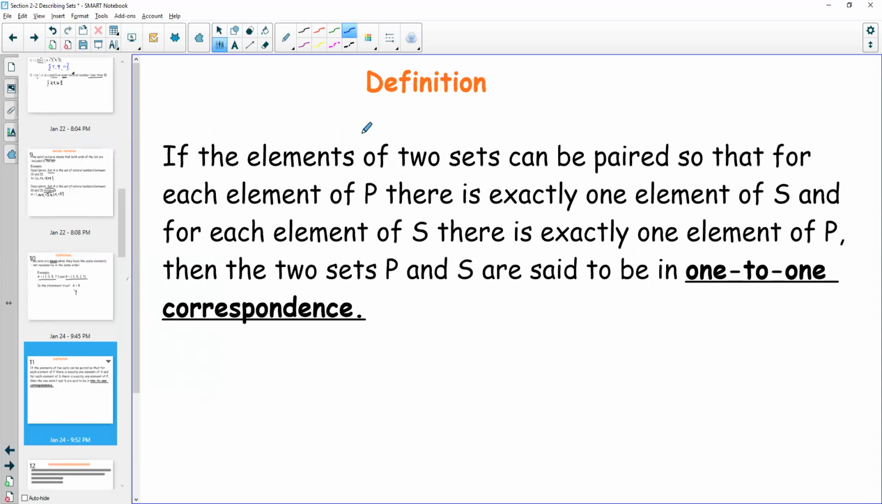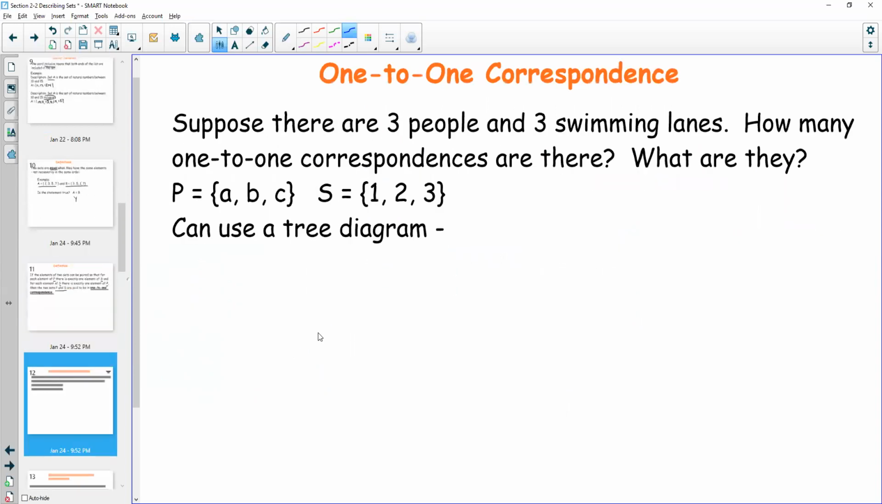If the elements of two sets can be paired so that for each element of P, that's the first set, there is exactly one element of S, and for each element of S, the second set, there's exactly one element of P, then two sets, P and S, are said to be in one-to-one correspondence. So what does that actually mean? Well, that means there are 3 people in 3 swimming lanes. How many matches are there?